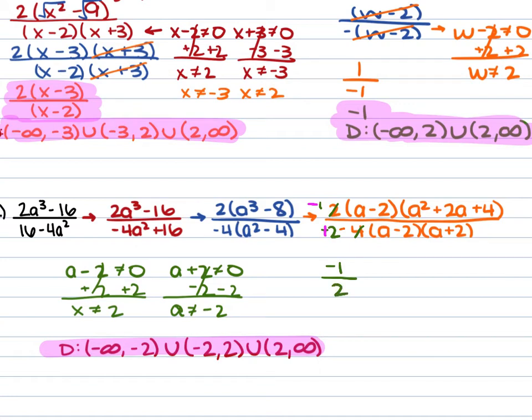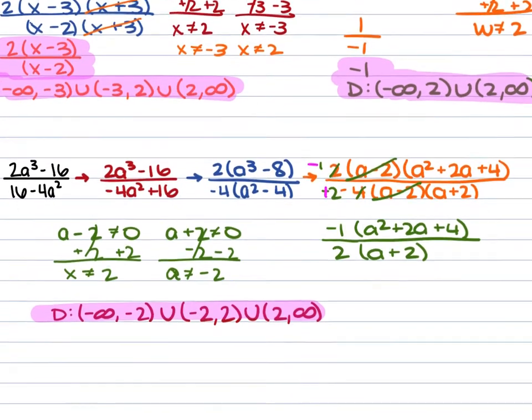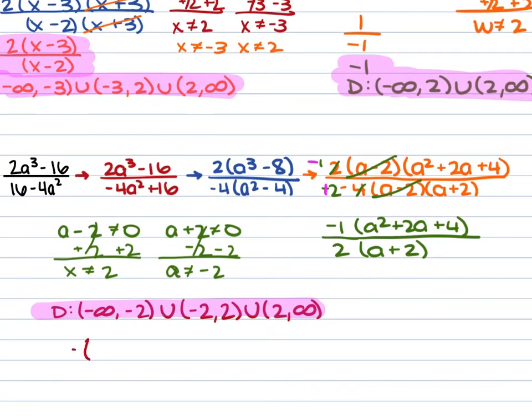On the top, you have an a minus 2. That cancels out with the a minus 2 on the bottom. On the top, you still have the a squared plus 2a plus 4. On the bottom, you still have the a plus 2. So this would be our solution. So we're going to have negative 1, or negative, times a squared plus 2a plus 4 all over 2 times a plus 2.